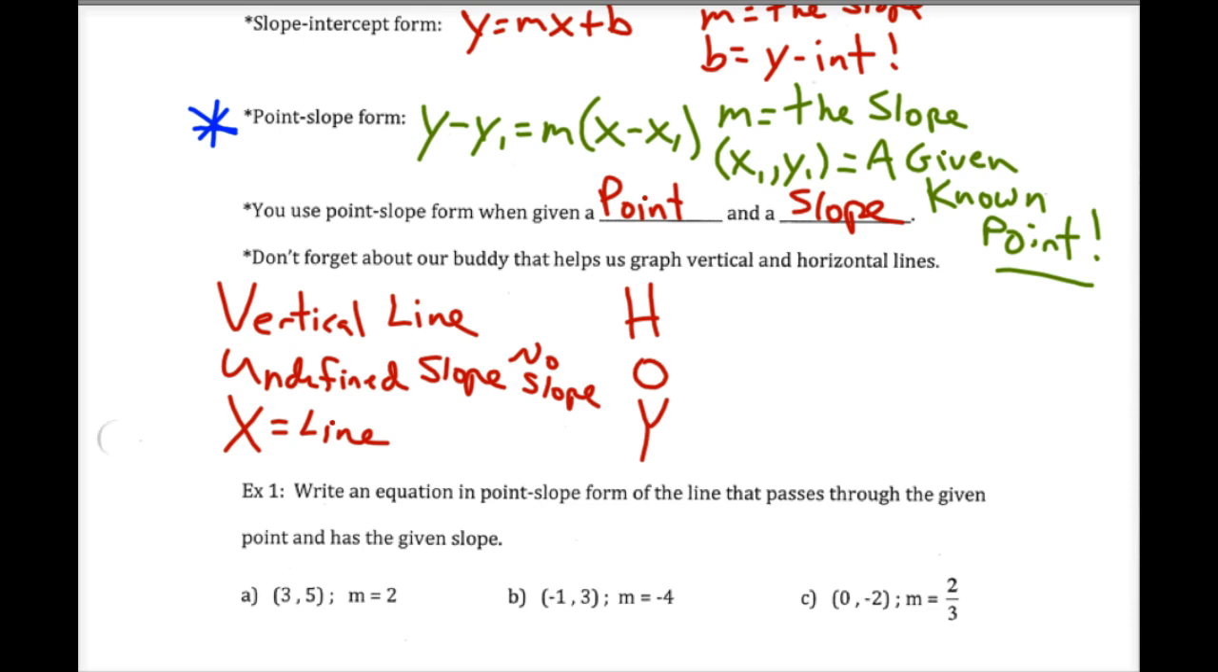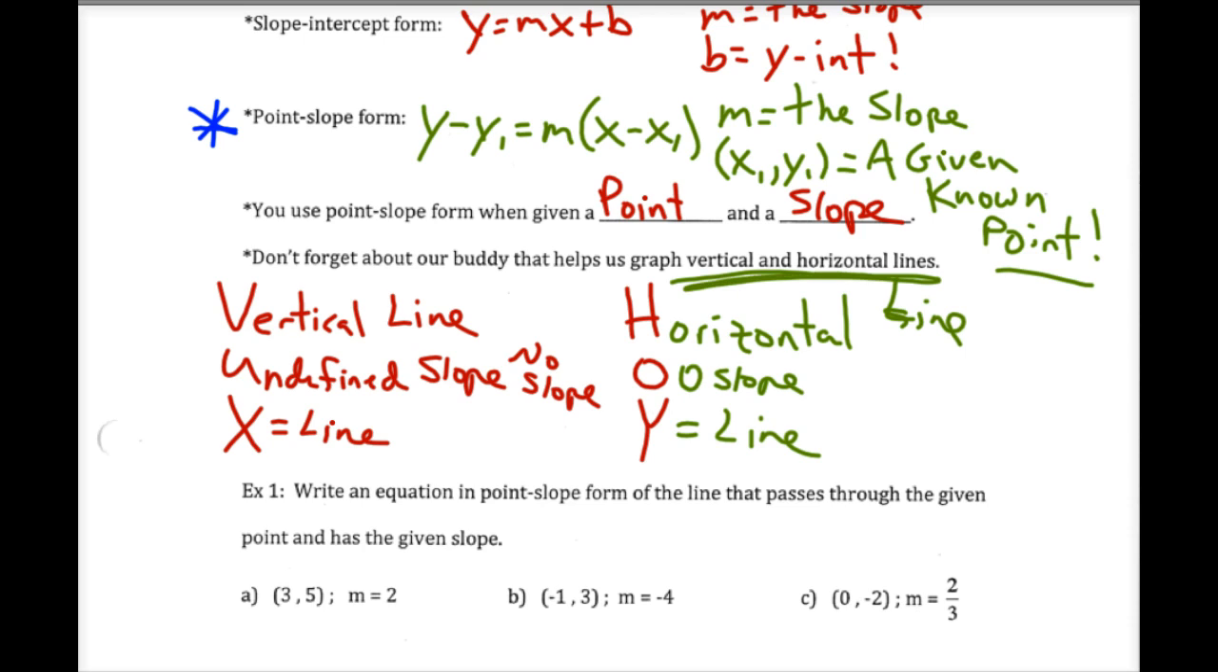Okay? And what do the letters in the Hoy stand for? Horizontal. Zero slope. Y equals line. Horizontal line. Zero slope. Not no slope or undefined slope. It's actually 0. And it's a Y equals line. Okay? And you'll use Bucks Hoy a lot in high school. It'll help you quickly get through the special cases, the vertical and the horizontal lines.